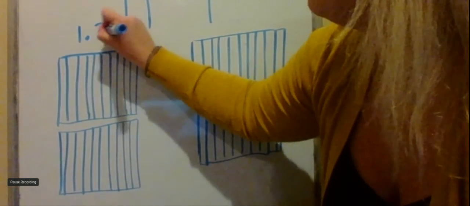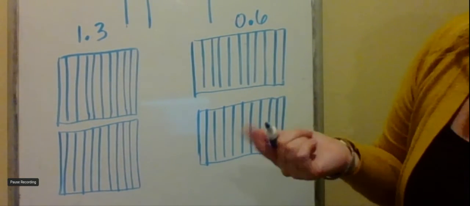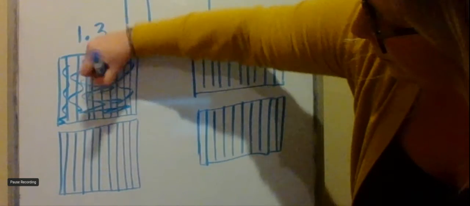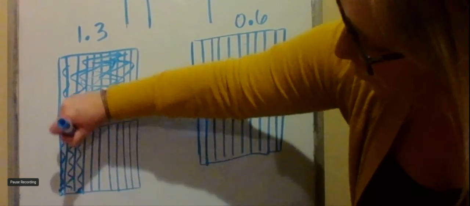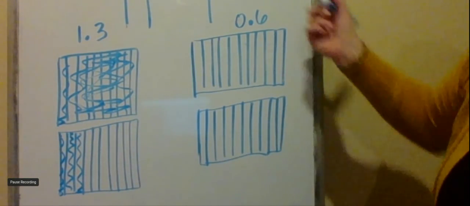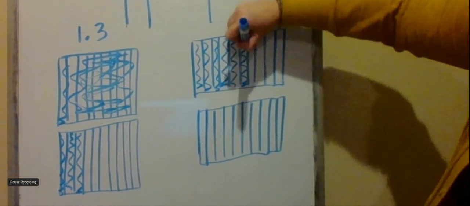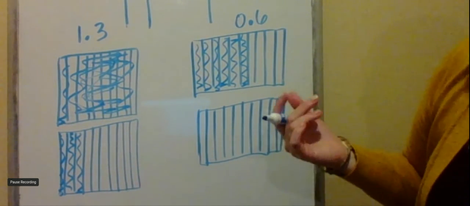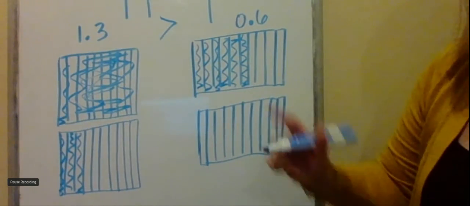Okay, so this model here is going to be for the 1 3/10, and this model here is going to be for the 6/10. Okay, so this is in the ones place, 1 whole. So I'm going to shade in this entire thing. 1 whole and 1, 2, 3 more. Okay. And for my 6/10, I'm going to shade 6/10. 1, 2, 3, 4, 5, 6. I don't have any wholes, so I am not shading in an entire thing. So we can figure out right here which one is greater. Exactly. 1 3/10 is greater than 6/10.